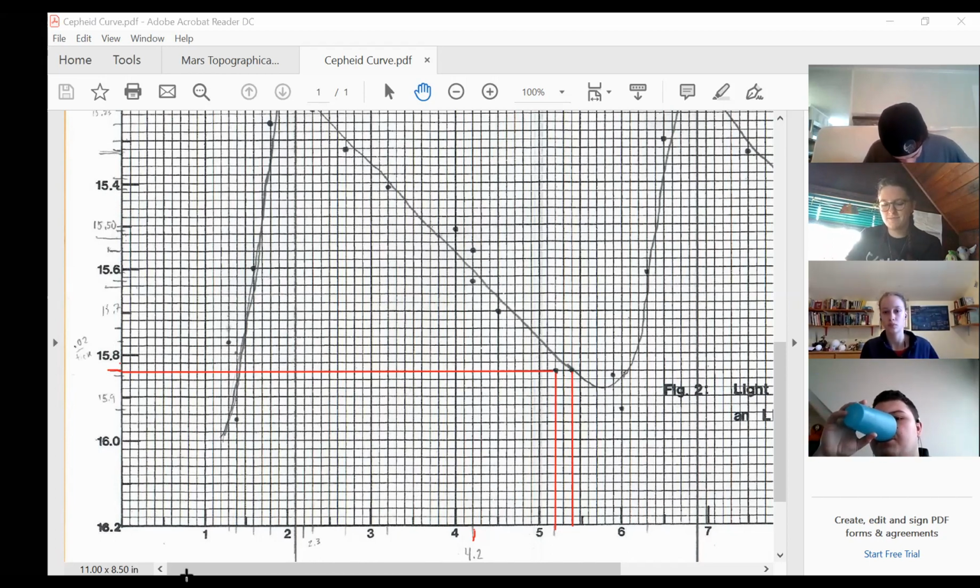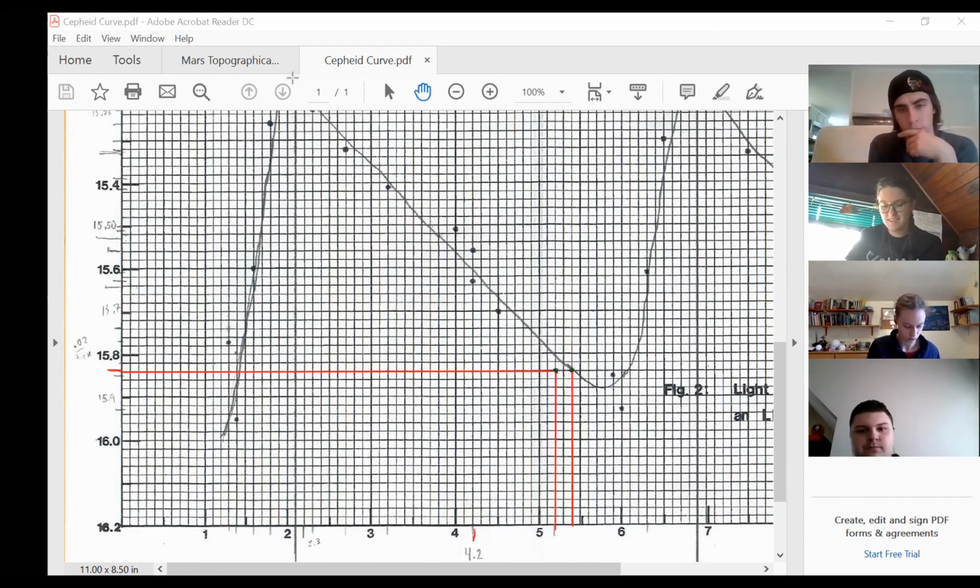Remember, we're rounding the time to the nearest tenth, but we're not rounding the magnitude. And you also have to watch out because things go in the other direction. It's increasing downwards, which is confusing.